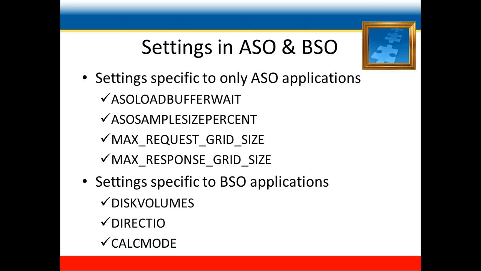Then some of the settings which are specific to BSO applications are disk volume settings. Using this setting, you can specify the disk volume that you want to assign for your BSO applications. Then a setting exists for direct IO. This sets the file access mode to direct input output instead of the default input output. Then there's a setting for calc mode 2, which is for calculation purposes. These are settings which are applied only to BSO applications.